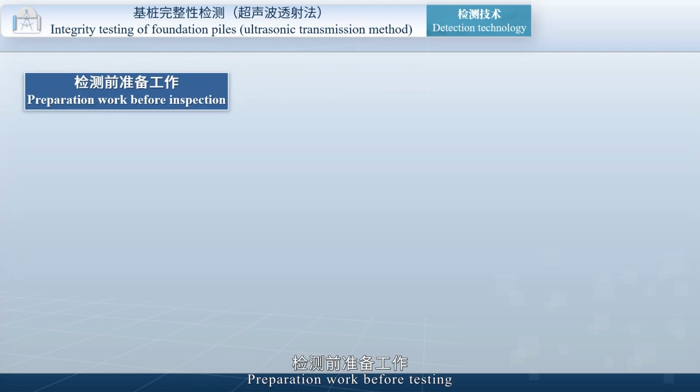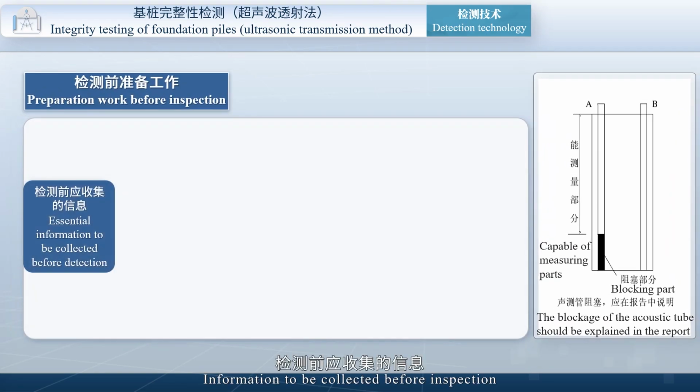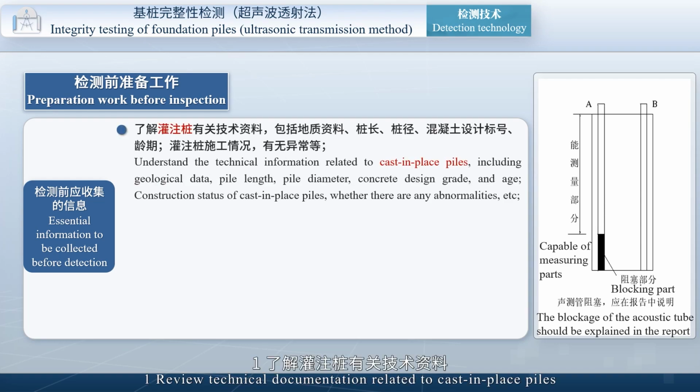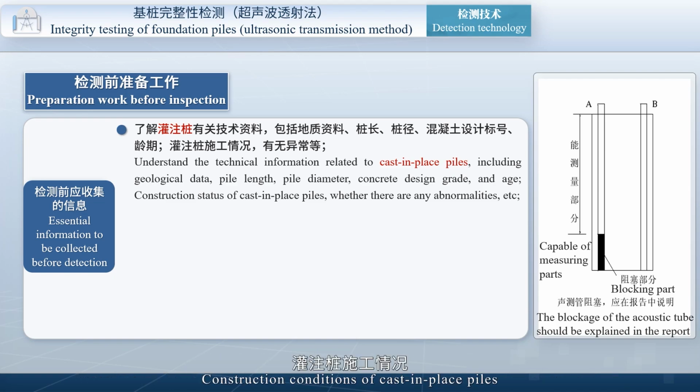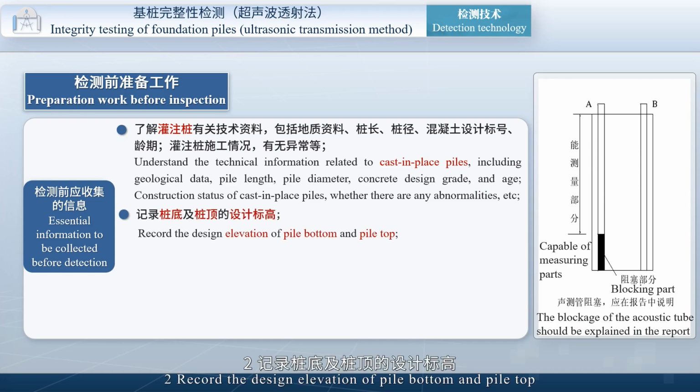Preparation work before testing. Information to be collected before inspection. 1. Review technical documentation related to cast-in-place piles, including geological data, pile length, pile diameter, concrete design grade, and age. Construction conditions of cast-in-place piles. Presence of abnormalities, etc. 2. Record the design elevation of pile bottom and pile top.